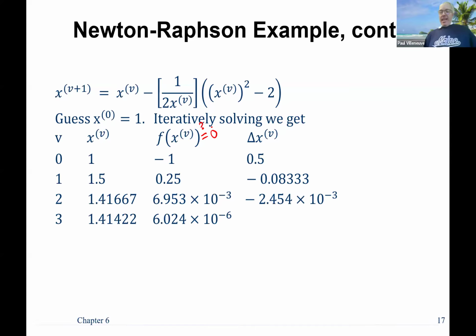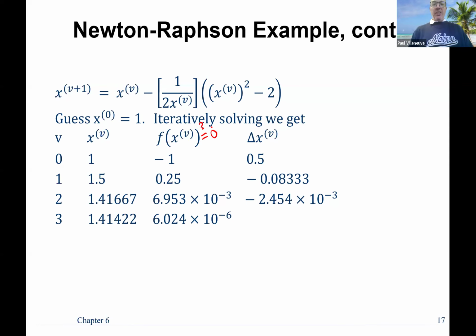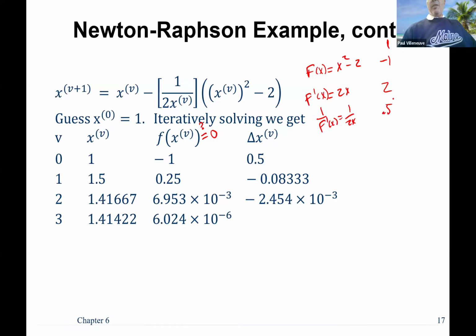So I solve for delta x, which is right over here, right? So let's plug that in. Let's actually show the work. So f of x is equal to x squared minus 2. And f prime of x is equal to 2x. So we'll plug in the number 1. So x squared minus 2, 1 squared minus 2, is -1. F prime of x, 2. So 1 over f prime of x is equal to 1 over 2x. So that's equal to 0.5.